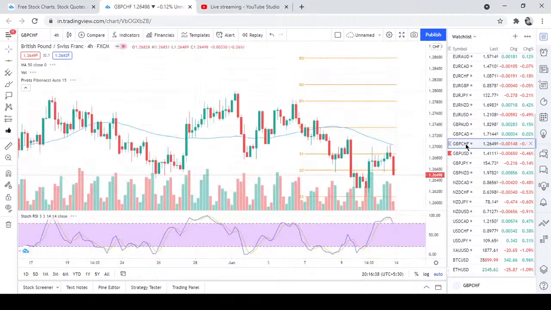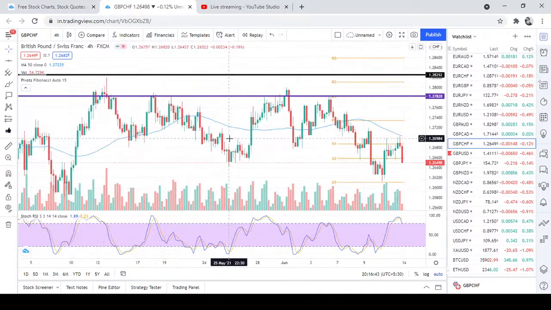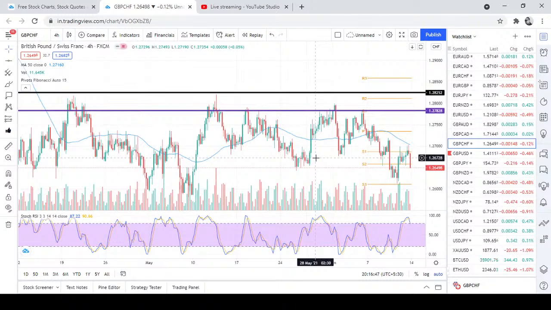Now let's switch to GBP CHF, British Pound, Swiss Franc. This is the chart of British Pound, Swiss Franc. Another ugly chart. My dear friends, another ugly chart.